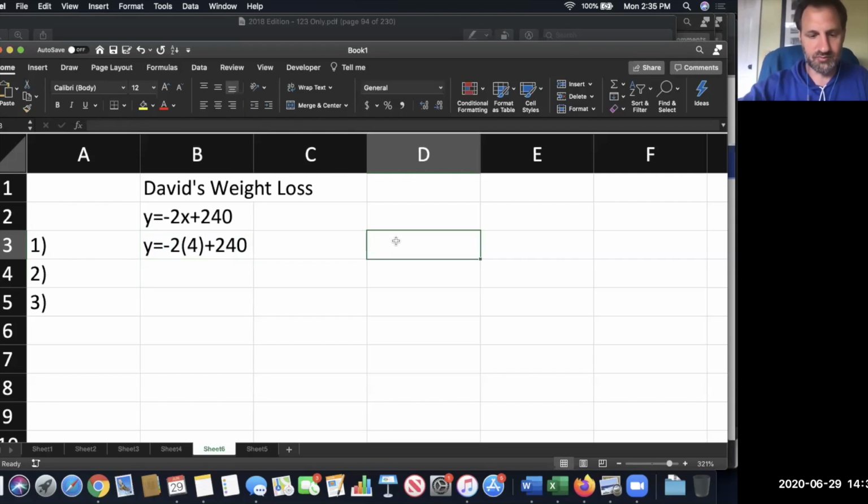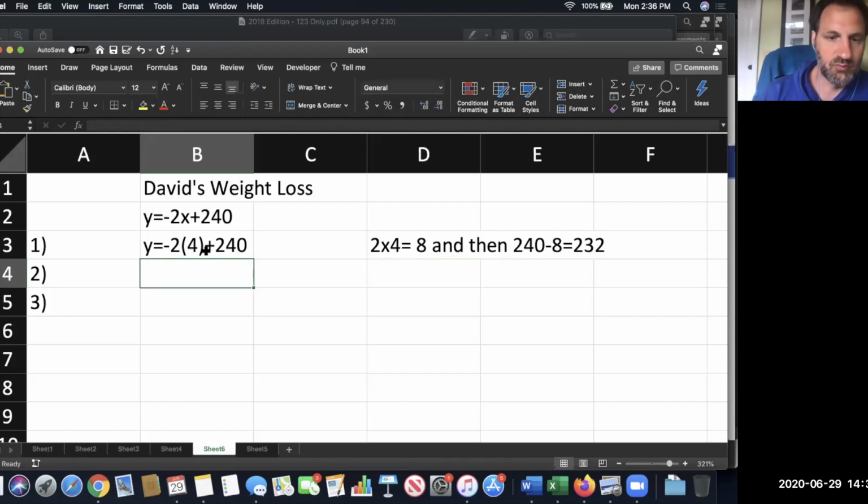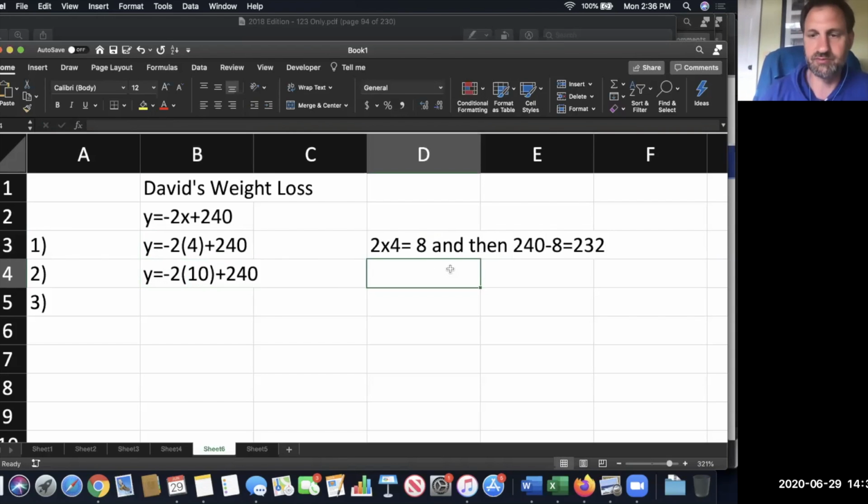The non-algebraic approach would be, hey, 2 times 4 equals 8, and then 240 minus 8 equals 232. Okay? So when you finish calculating this part on the right, you get 232, but of course that's just 4 times 2, and then take that away from 240. All right, so that would be the answer for the first one. 10 weeks, we'd be looking at -2 times 10 plus 240, and that I think would be 220.